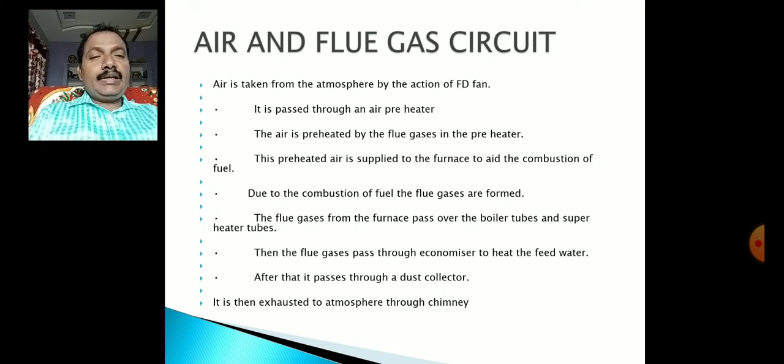After that, it passes through a dust collector. The dust collector is placed before the chimney. That dust collector will remove the dust in the flue gases, and finally, through the chimney, the effluent gases are exhausted to the atmosphere. So this is the air and flue gas circuit.